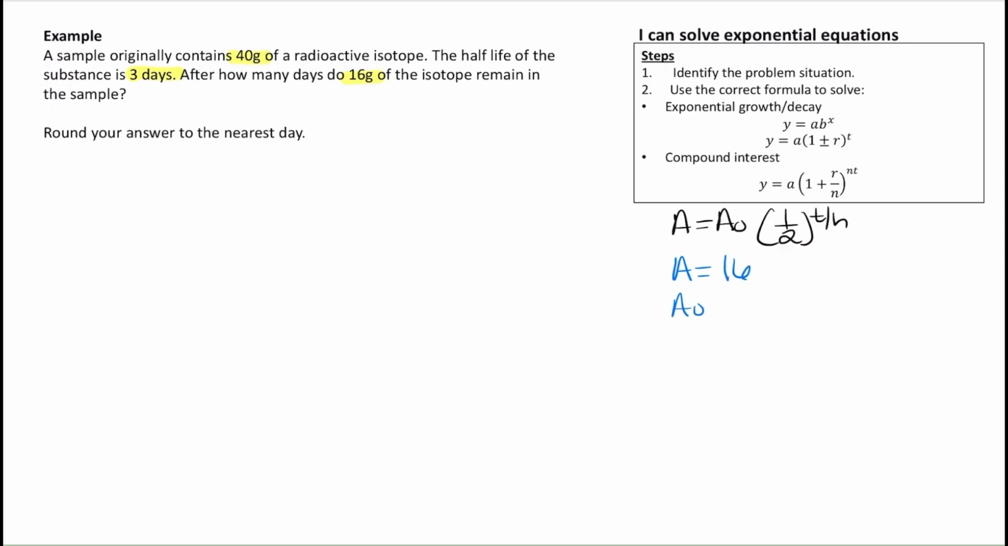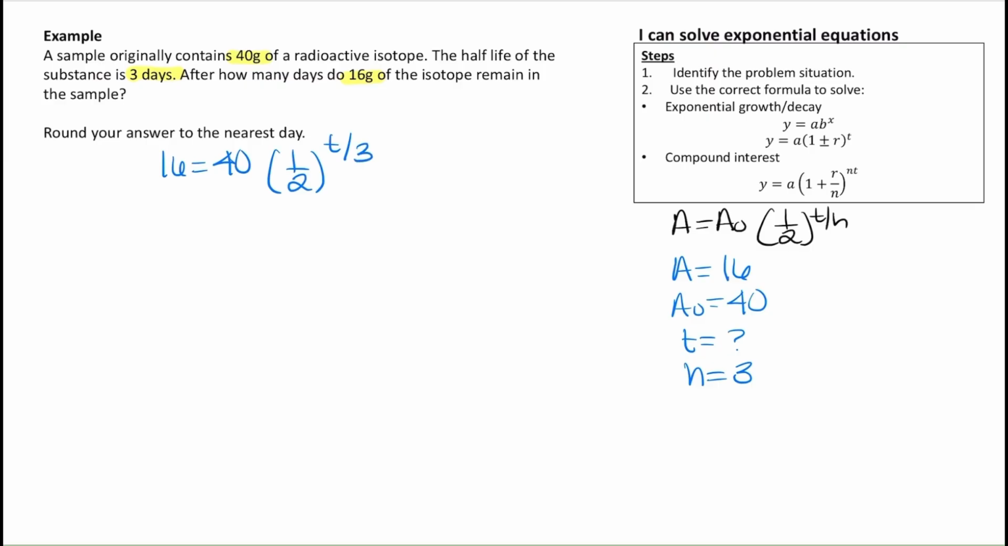A naught is the starting value. You can see here we start off with 40 grams of the isotope. 1/2 is there because we're talking in terms of half-life. T is the amount of time, and that's what we're trying to figure out. And then H is the half-life. Okay, so here it tells us that's 3 days, and that's the amount of time it takes for the substance to decay by 1/2. Let's go ahead and substitute this all into our formula. So we have 16 equals 40 times 1/2 to the T over 3.